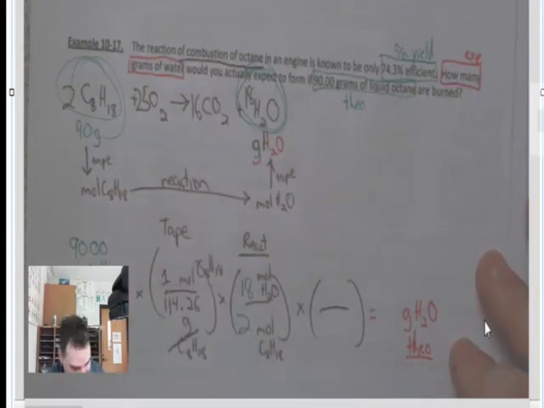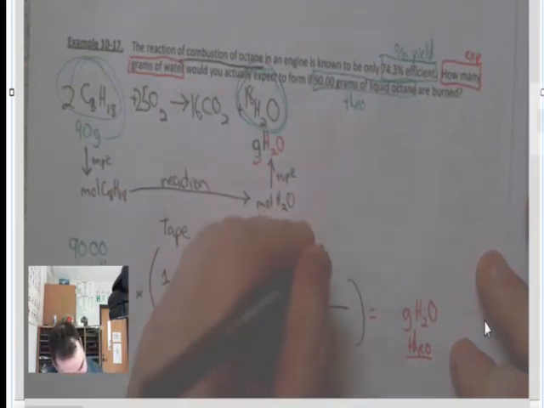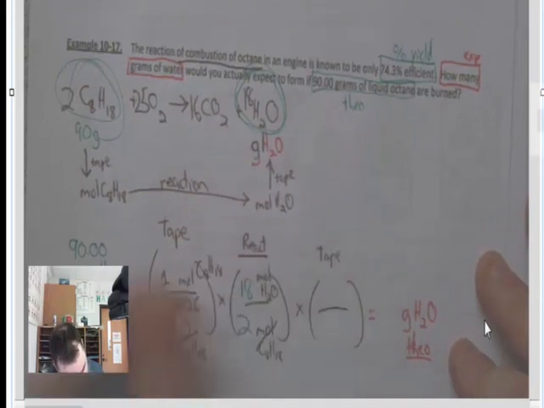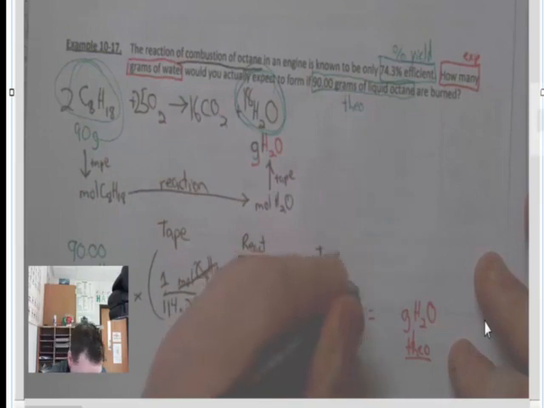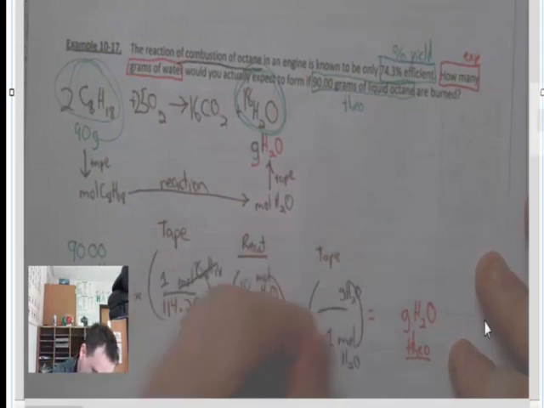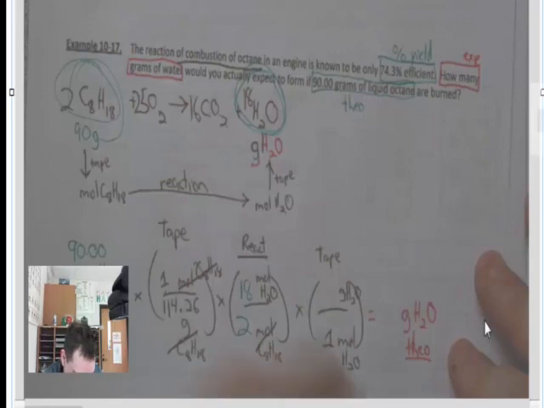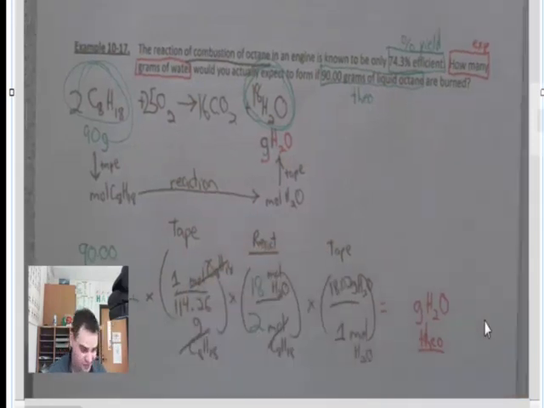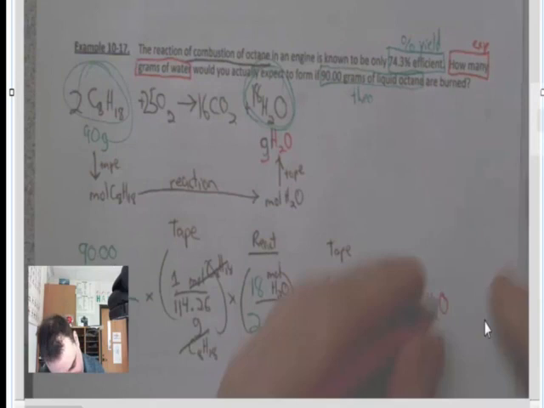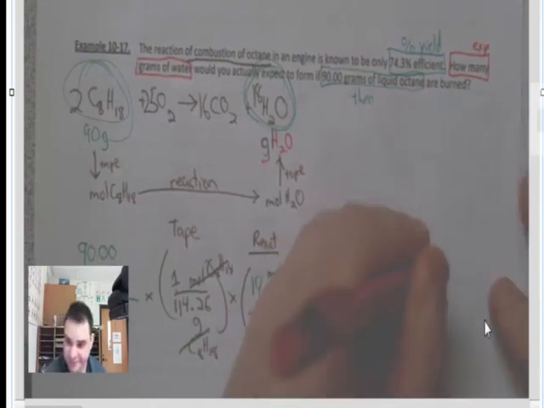And the final step here, we go back to the tape. Those canceled. Moles of water on the bottom, grams of water on the top. What does the tape say about moles? It always says 1. What does it say about grams? Molar mass, 18.02. Multiply, divide, multiply, divide, multiply, divide. 127.7 grams of water.